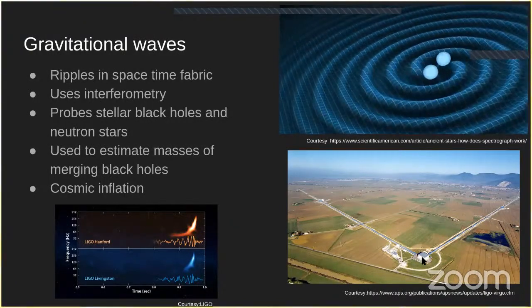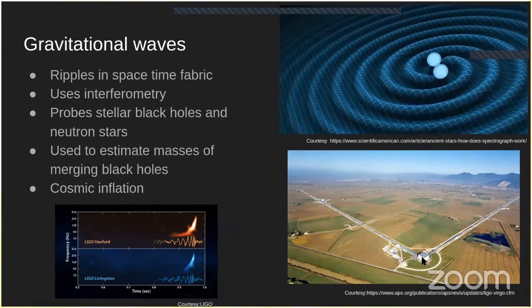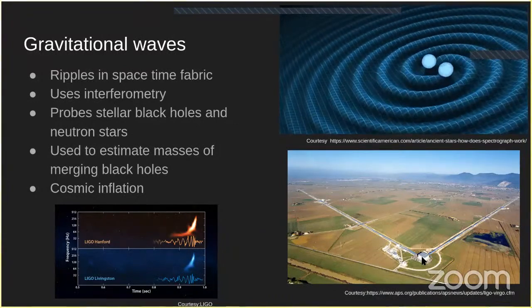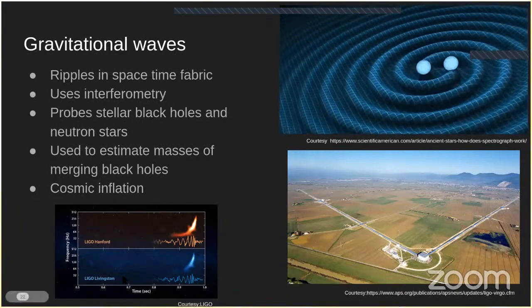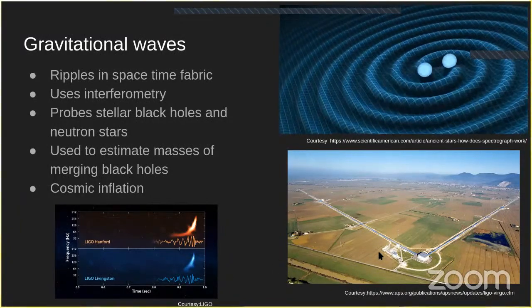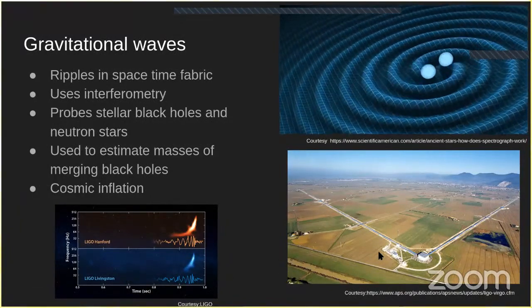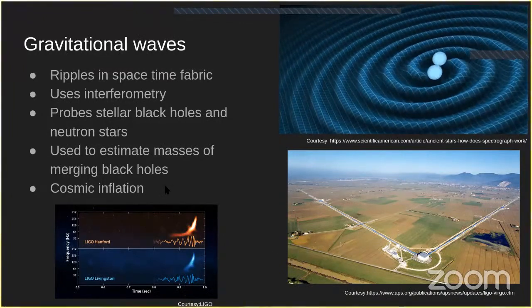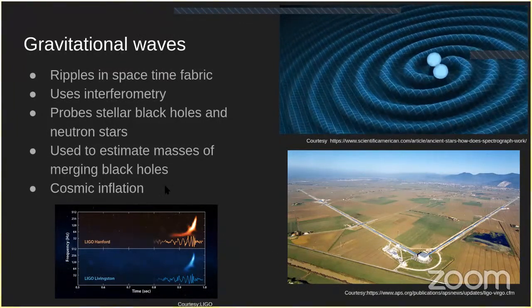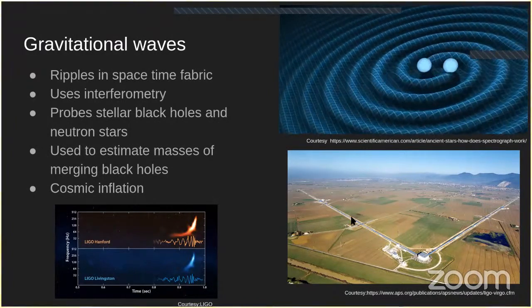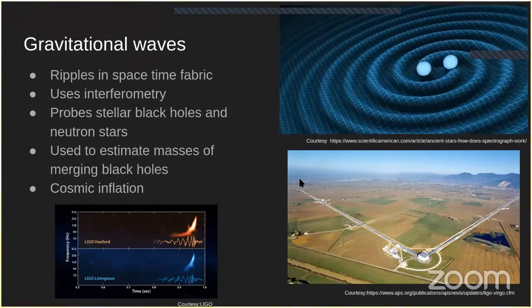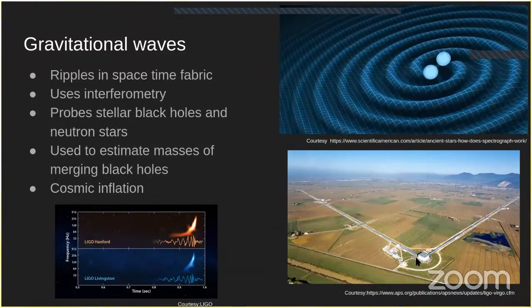So there are three observatories currently working, called LIGO and Virgo. There are two LIGO, at Hanford and Livingston, and one more in Italy. It's called Virgo. LIGO stands for Laser Interferometer Gravitational-Wave Observatory. So this is an image of the observatory. You can see that there are two arms which are perpendicular to each other. Each of these arms is 4 kilometers long.